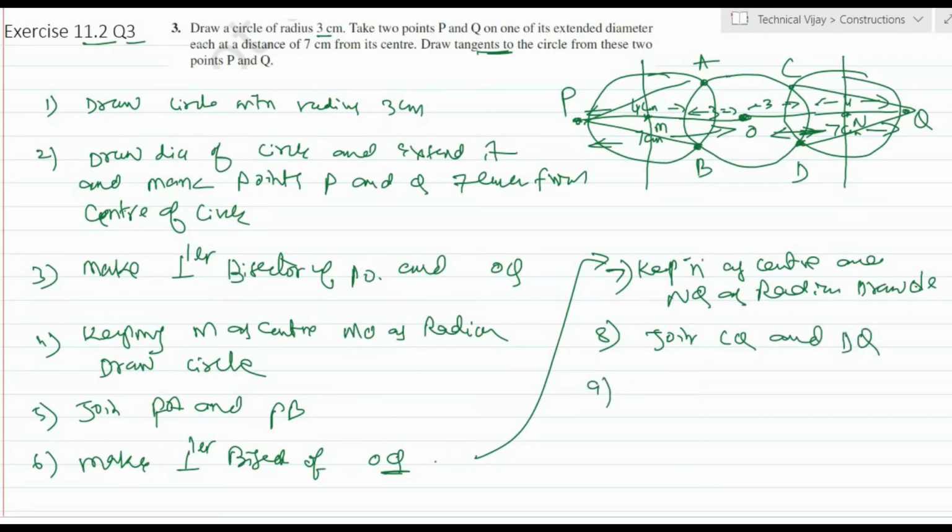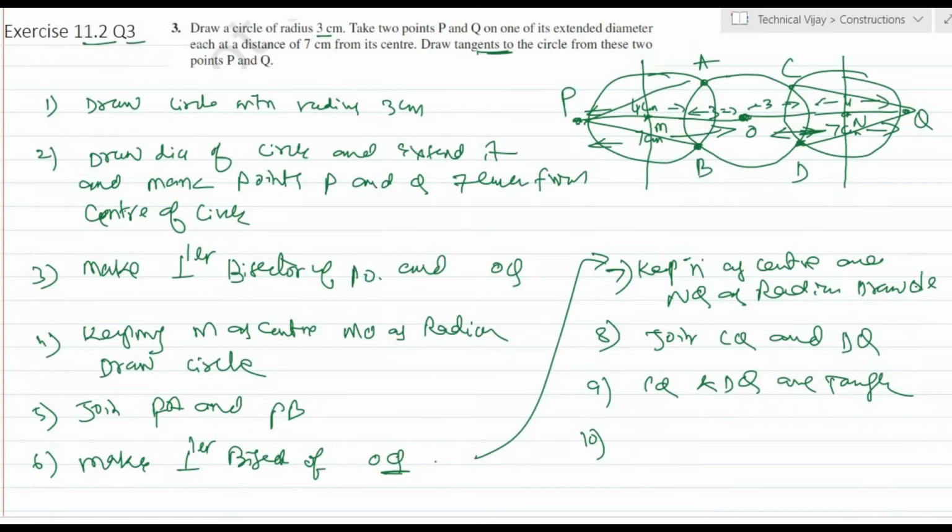So now next, here this QC and QD are the tangents. That is CQ and QD are the tangents. Okay, CQ and DQ are tangents. So now how to prove that these are the tangents? Because to prove that these are the tangents, we have to join here. This is the center.